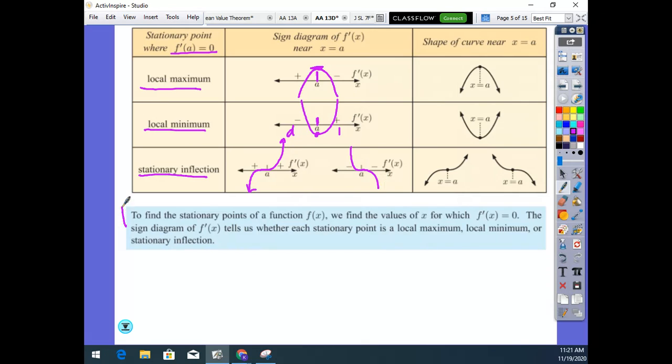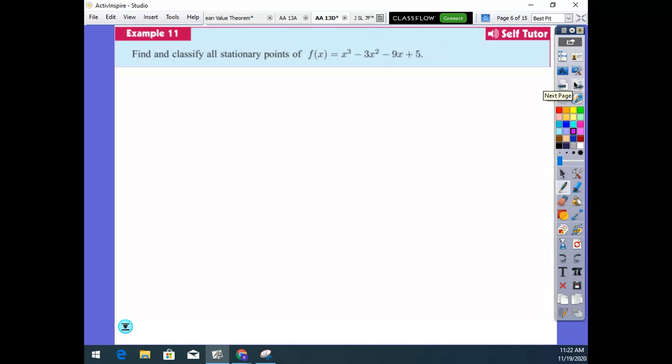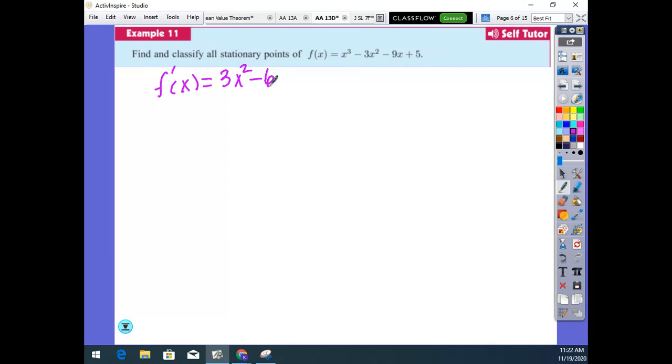So this is what I was just saying before. We have to find all values where the derivative equals 0, and then we do a sign diagram of f prime and decide is it a local max, a local min, or a stationary inflection. So we start with the derivative. f prime of x equals 3x squared minus 6x minus 9. You've got to be good at factoring now.